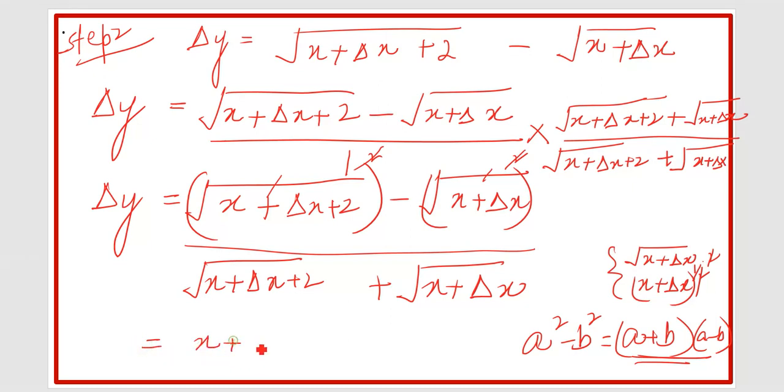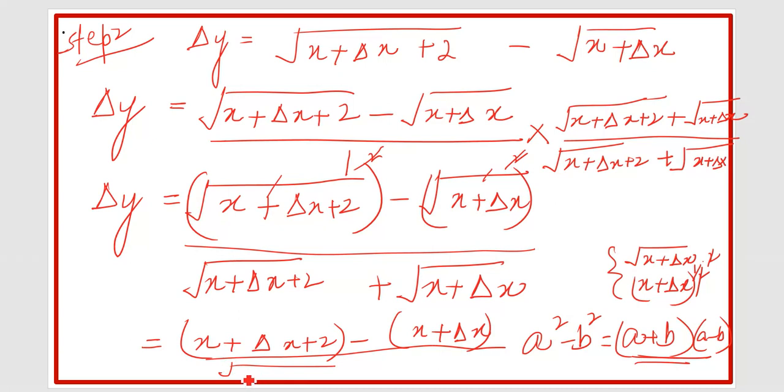We have x plus delta x plus 2 in one parenthesis. Then we have a negative sign, x plus delta x. And in the denominator, we have x plus delta x plus 2, it will remain the same, and this is equal to delta y. As I have told you, if you have a negative sign before the parenthesis, you should be very careful, because it will change the signs of all the terms inside the parenthesis. So in the next step, we will open this bracket or parenthesis.